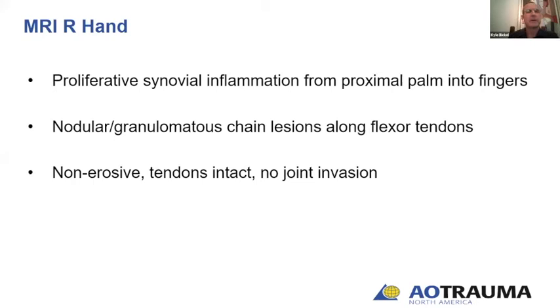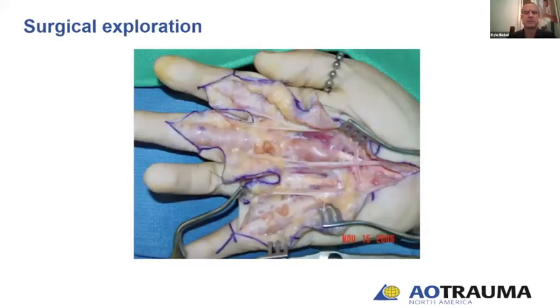Because he was afebrile and because this appeared as granulomatous tissue in the hand and we didn't have any other way to get an accurate diagnosis, the next step was in fact to take him to the operating room and perform an extensive exploration, and this is what we found.